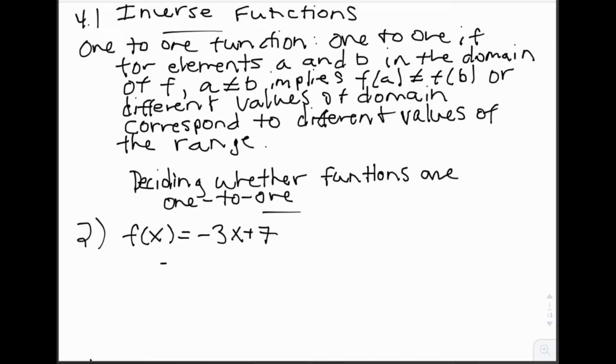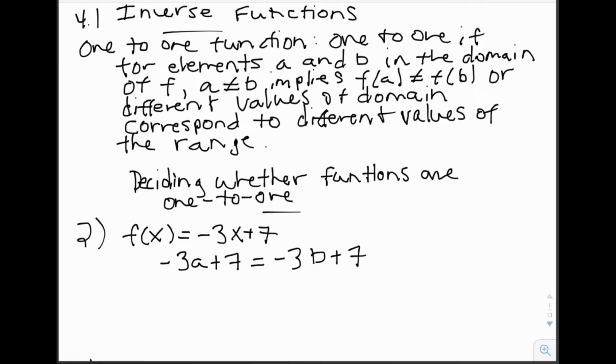So negative 3a plus 7, and again we want to take care of the f of b portion, so we're going to plug b in for x now. So that will give us a negative 3b, and then finally plus a 7. Now we want to see if we can get a equal to b, and if we can, then this is going to imply that we have a one-to-one function.